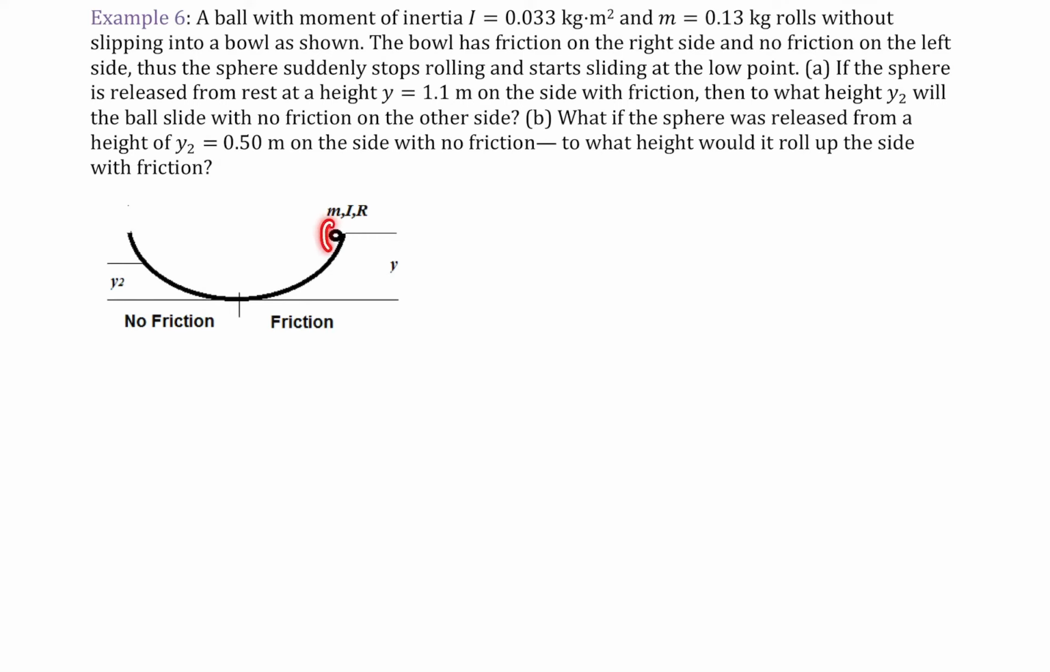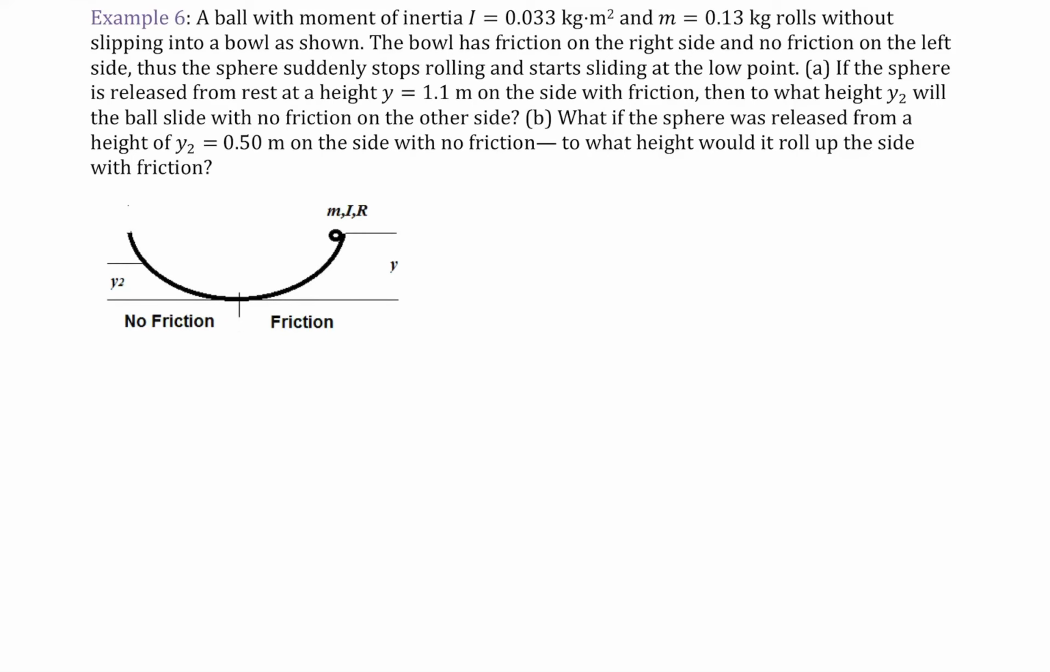So essentially, the ball is rolling perfectly along here, rolling along, and it gets to the bottom, and then suddenly there's no friction at all. So then it just starts behaving like a sliding block, and then just slides up the other side. Okay? And it completely stops rolling. It loses all of its rotational kinetic energy at this point right here.